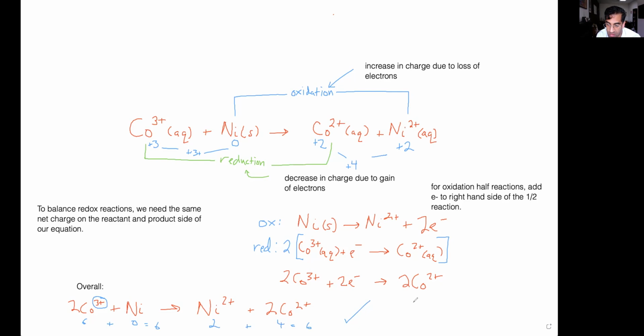Finally, I have to make sure that the amount of electrons I've added to both sides balances out, and I might have to multiply one or other half reactions, or maybe even both, in order to make that happen. Now when I combine them, the electrons that I've added on left and right cancel out, and the overall net charge on the reactant side should match the overall net charge on the product side. So there you have it.